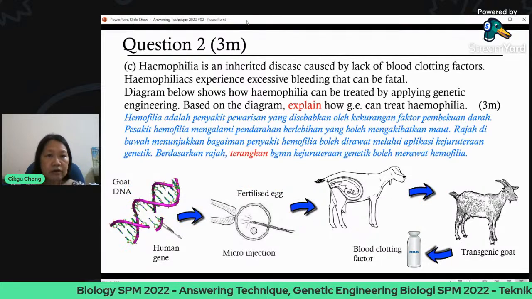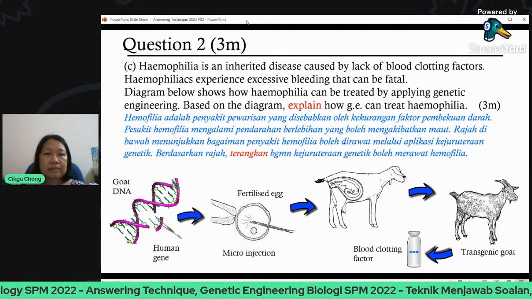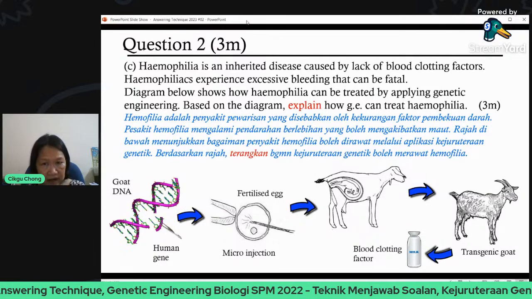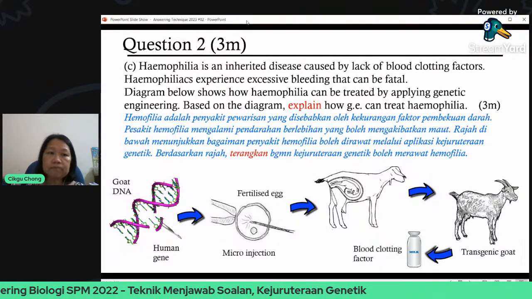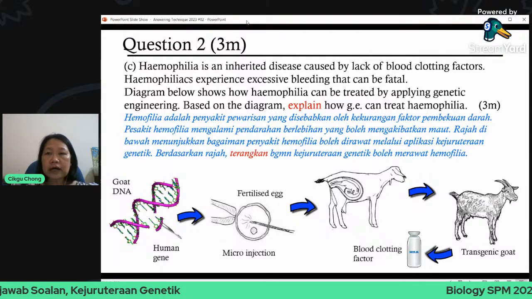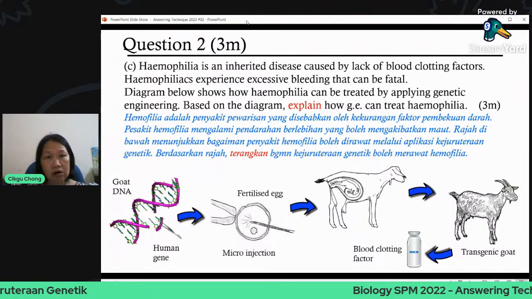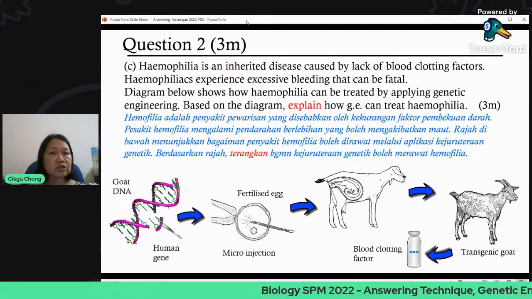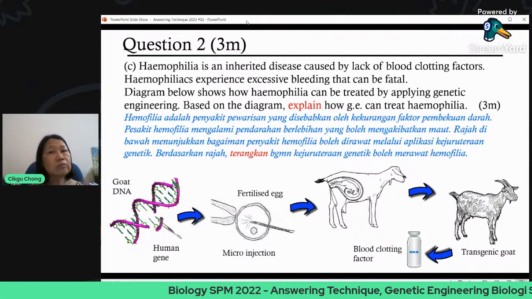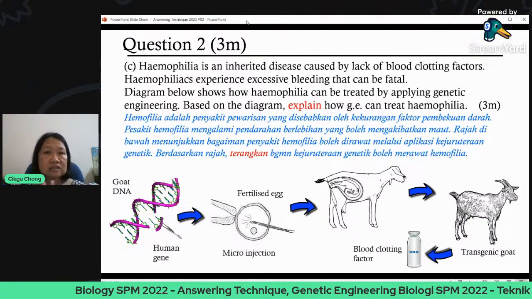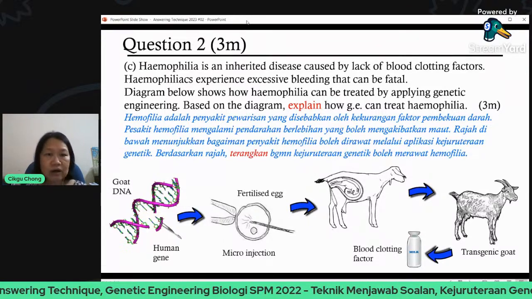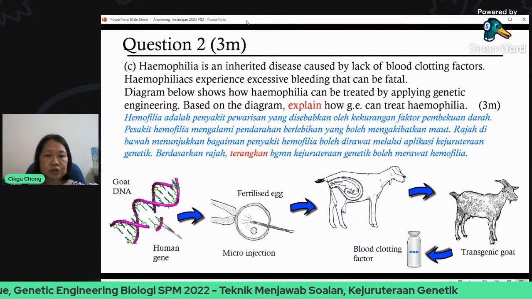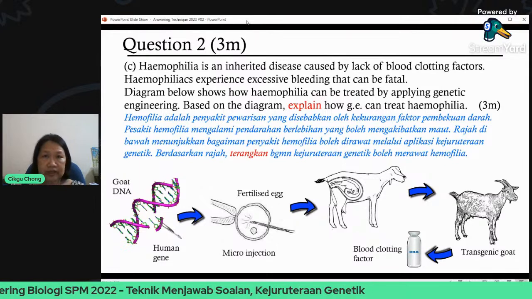Okay, BM. Alright, hemophilia is an inherited disease caused by a lack of blood clotting factors. Okay, I think the rest of it you can read. Okay, if I'm going too fast, you can play the video again so that you can look at it in detail. So today's lesson will not be very, very long because I know you need to study. I'm sure you have been studying for the past few days. You need more time to study. I will keep the lesson today short, okay? So that you will have more time to study and it won't tire you out. So explain how genetic engineering can treat hemophilia.